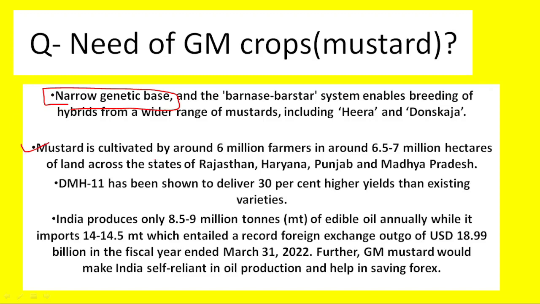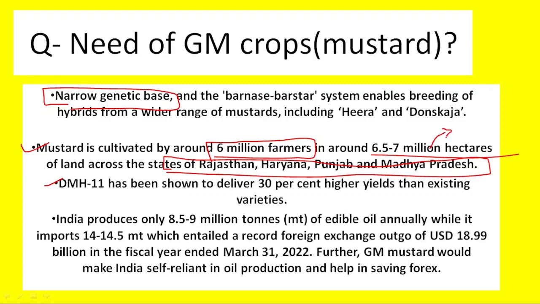Secondly, it could bring socioeconomic development, which means 60 lakh farmers are engaged in the cultivation of mustard in these predominantly mustard cultivating states. Further, DMH11 has been shown to deliver 30% higher yield. Okay, increase the yield as well. It benefits the farmer through cross pollination, providing better yield productivity. Third, it increases the yield. Despite this, India is a nation with high edible oil consumption annually.